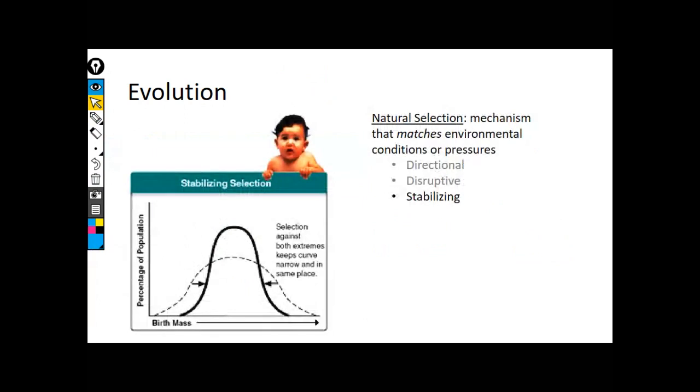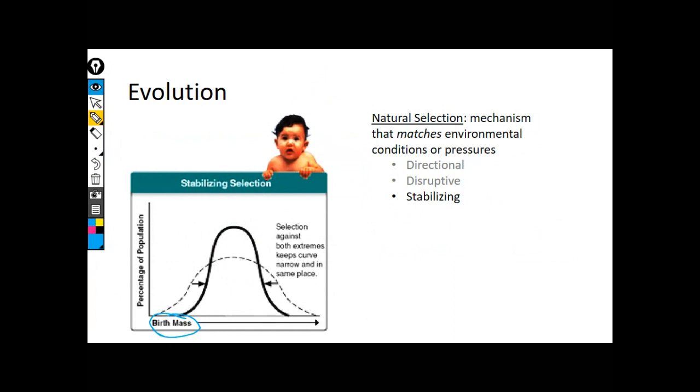Okay, the last one is the least common. This is called stabilizing selection, and this happens on rare occasions. The best example here is something like human birth weight. We're actually right now seeing evolution against this, but commonly in birth weight, for example, either extreme has negative effects.